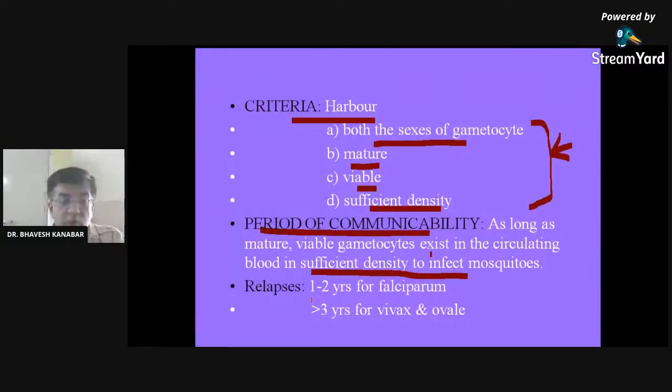Relapse can occur 1 to 2 years after, for falciparum. What does it mean? Whenever we have malaria by Plasmodium falciparum, we take the medicine, it gets cured. Again after 1 to 2 years, there can be a relapse again, within 1 to 2 years. And for Vivax and ovale, it can occur for more than 3 years also.